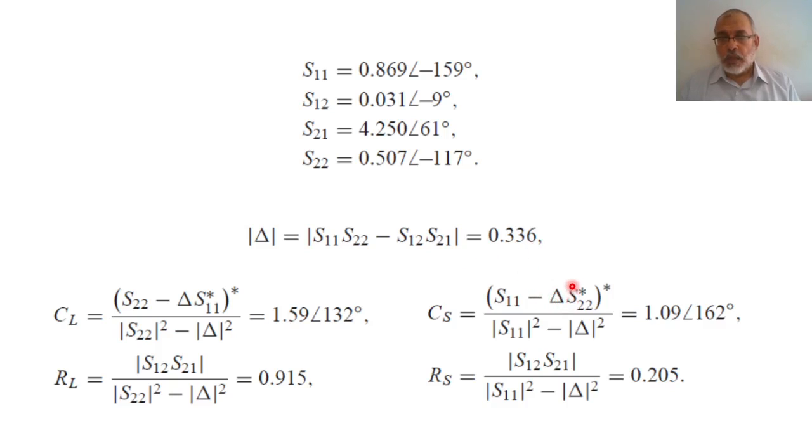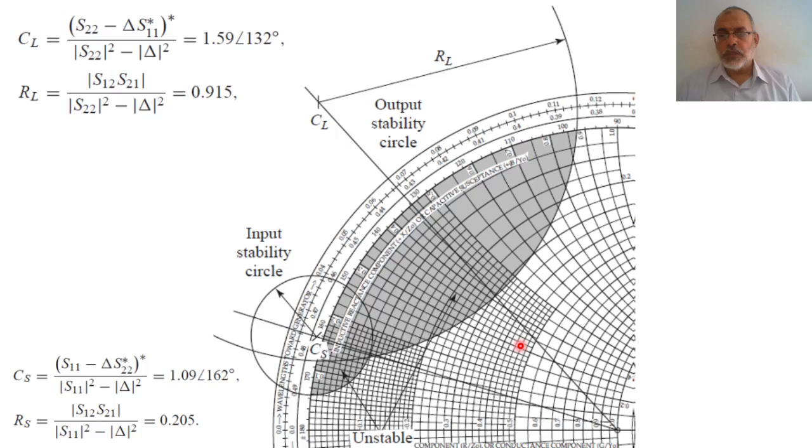Here, delta S22 over the magnitude of S11 squared minus the magnitude of delta squared. From this, we find that the center of the source impedance circle is 1.09 with an angle of 162. In a similar way, the radius of the source impedance circle will be the magnitude of S12 S21 over S11 squared minus delta squared. From this, we find it is 0.205.